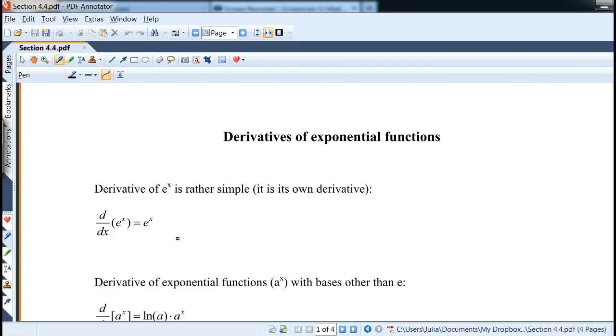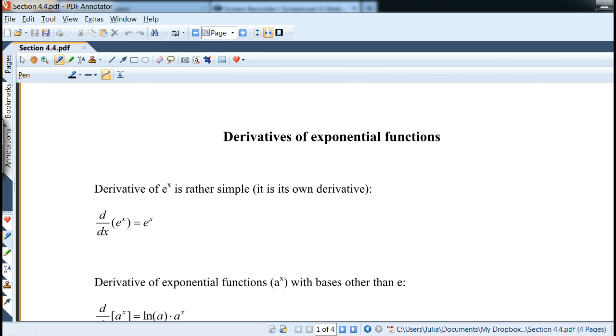Now let's take a look at derivatives of exponential functions and also how to use chain rule with exponential functions. We'll start with the one that's relatively straightforward. Derivative of e to the x is itself. It's actually very easy to do, one of the easiest functions to remember.